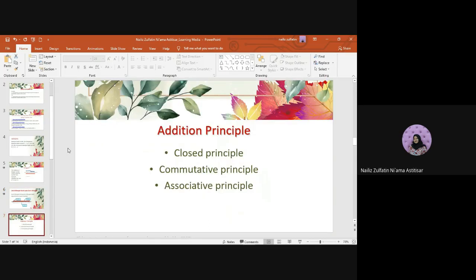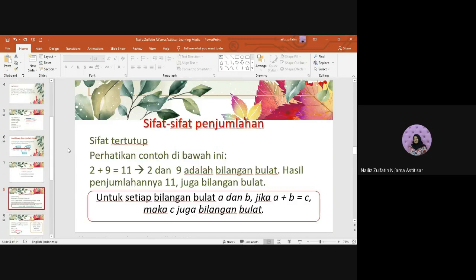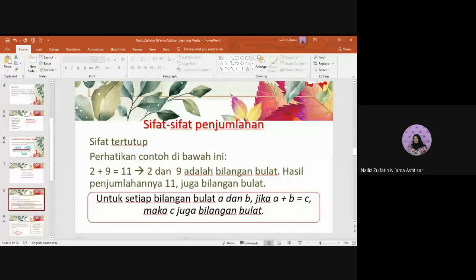And then addition principle, yaitu sifat-sifat penjumlahan. Sifat-sifat penjumlahan ada 3. First, number 1 is closure principle. Number 2, commutative principle, and then associative principle. And first, the first is closure principle.